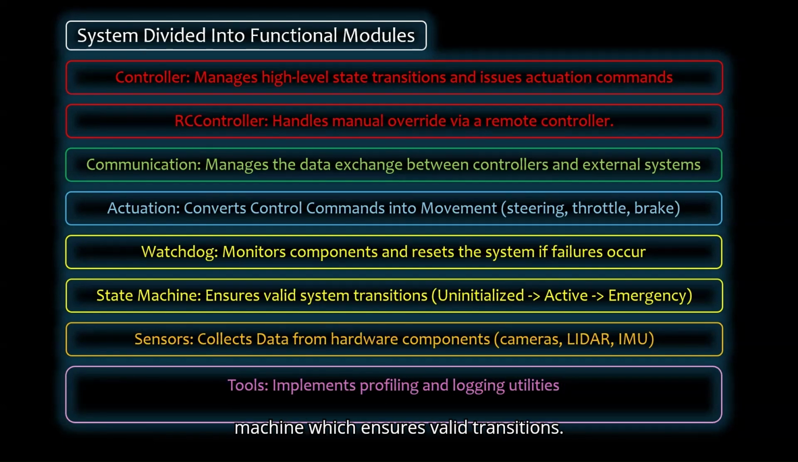We have a state machine, which ensures valid transitions. So the cart can transition from uninitialized to active to emergency mode, for instance. That's just one example. We'll talk about the state machine later on. You'll see a more detailed representation.